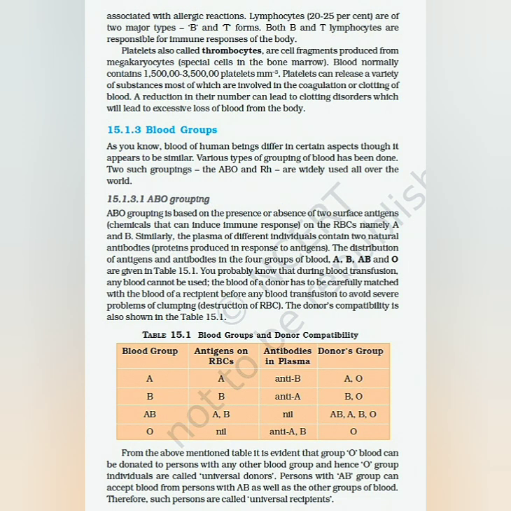From the above mentioned table, it is evident that group O blood can be donated to persons with any other blood group, and hence O group individuals are called universal donors. A person with AB group can accept blood from a person with AB as well as the other groups of blood. Therefore, such persons are called universal recipients.